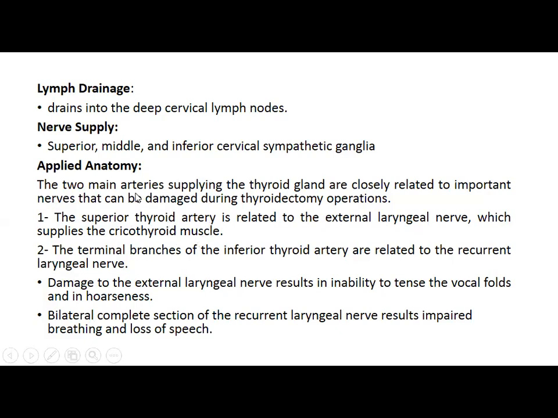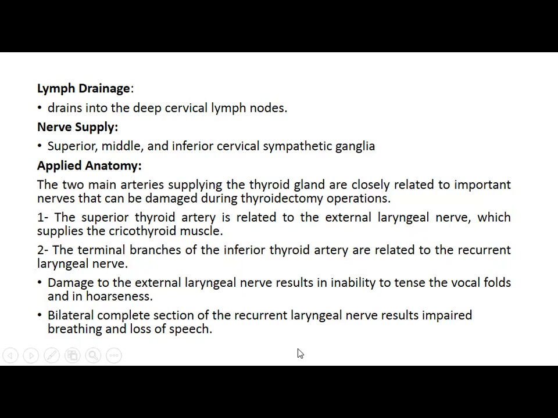Okay, so this is a very important muscle for the larynx. So if you are doing the thyroidectomy, you should be very careful when you are ligating the superior thyroid artery, because it is in close relation to the external laryngeal nerve, which is supplying the cricothyroid muscle. If not, you can damage it and lead to a lot of complications. The terminal branches of the inferior thyroid artery are related to the recurrent laryngeal nerve. Superior thyroid is related to external laryngeal. Inferior thyroid is related to the recurrent laryngeal.